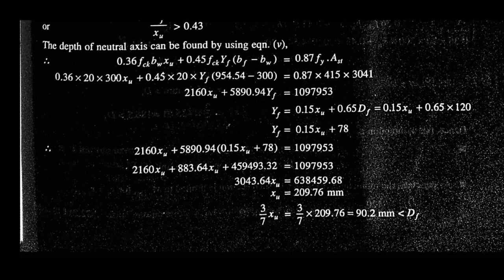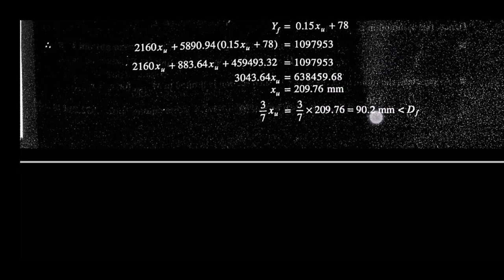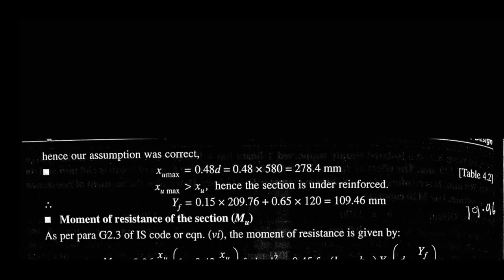So 3/7 of xu is equal to 3/7 of 209.76, which is 90.2, that is less than Df. So this assumption is right, hence our assumption was correct. So xu max is equal to 0.48 d, that is 0.48 into 580, that is equal to 278.4 mm. Now xu max is greater than xu, hence the section is under-reinforced. So yf is equal to 0.15 into 209.76 plus 0.65 into 120, that is equal to 109.46 mm.